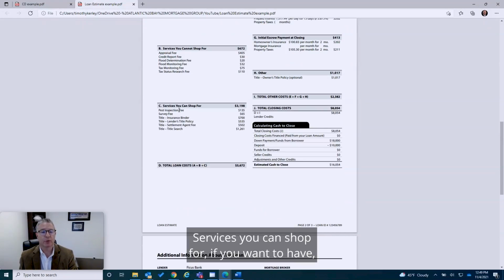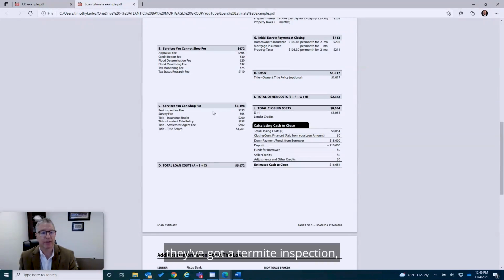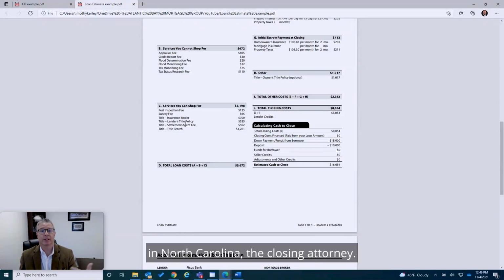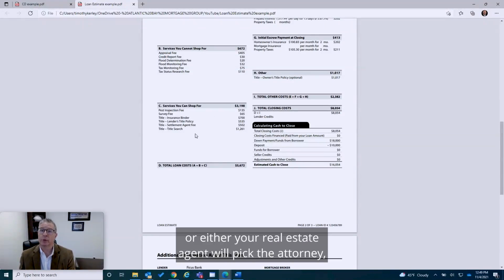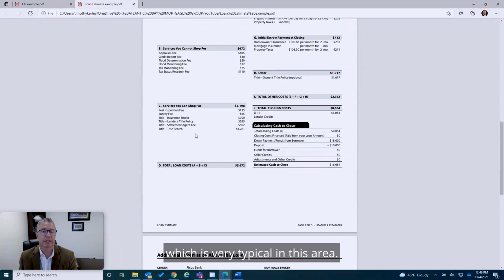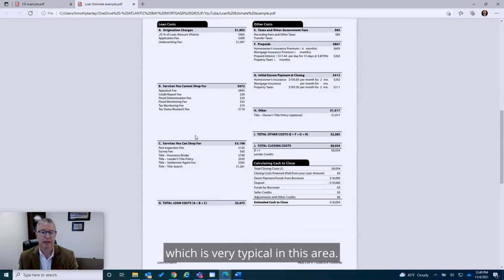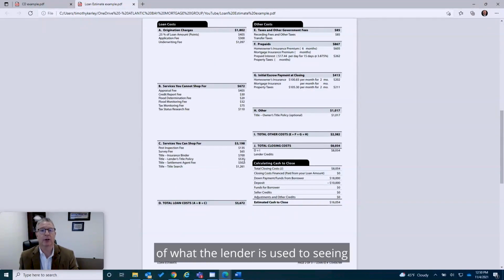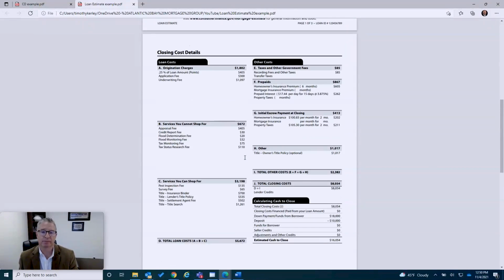Services you can shop for, for instance, in this case, they've got a termite inspection, a survey. That's a really low cost for a survey. But then all your title fees in North Carolina, the closing attorney. So you will shop for the attorney, or either your real estate agent will pick the attorney, which is very typical in this area. And then, this would just include some projected fees here of what the lender is used to seeing in their particular market.